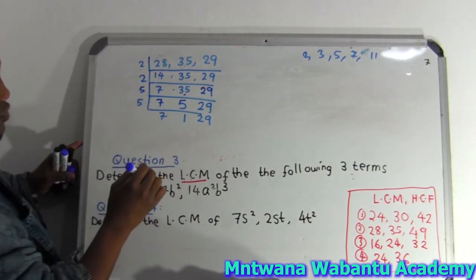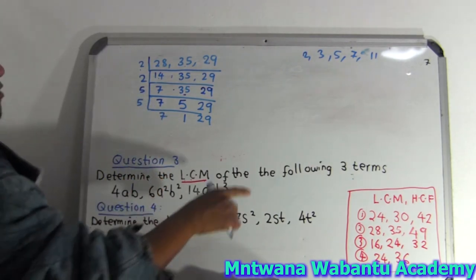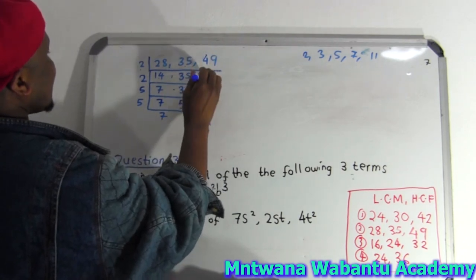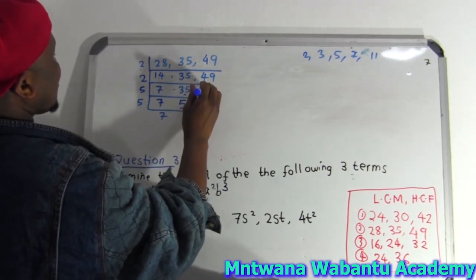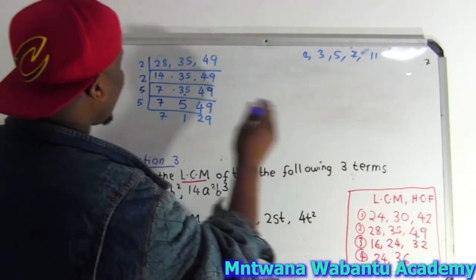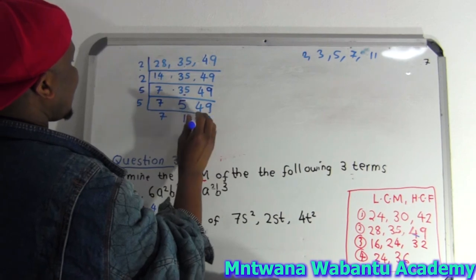You know what I'm saying? Oh my god, this is 49, but it's not 29, it's 49. Excuse me, 49, according to the question, it's 49. Yeah? And this is 49.